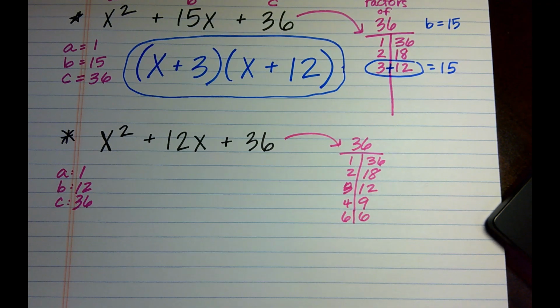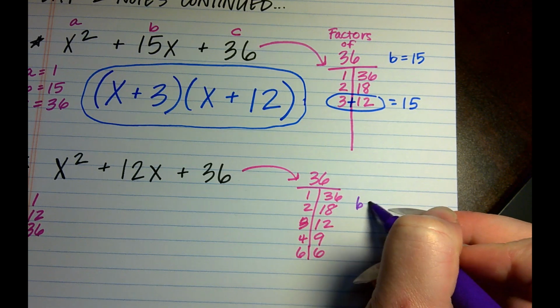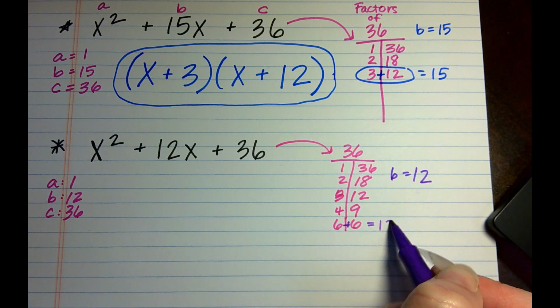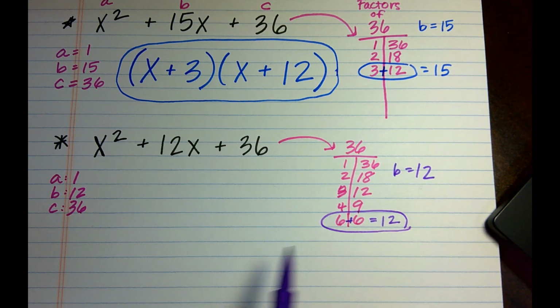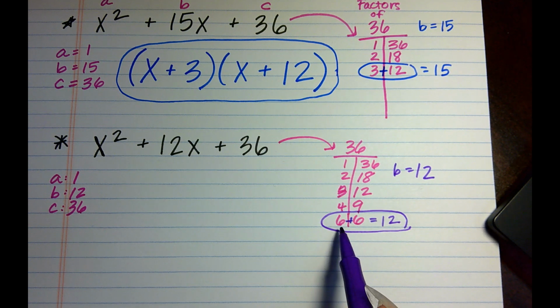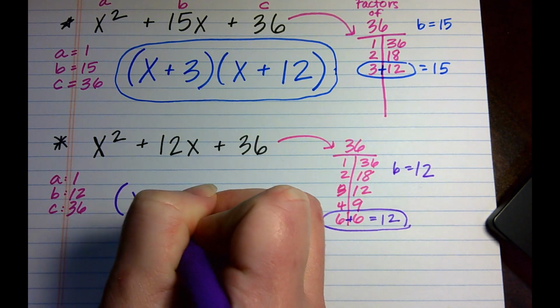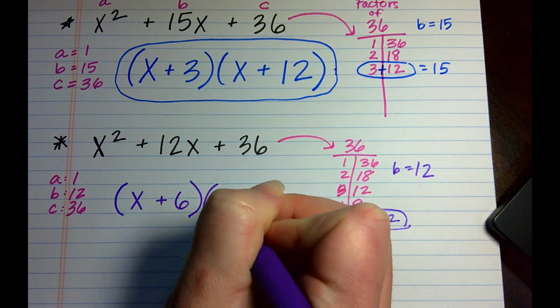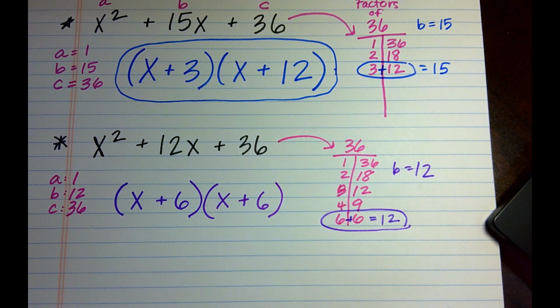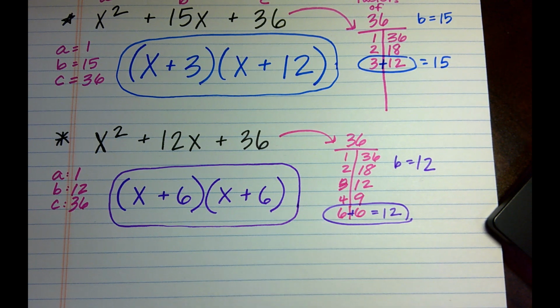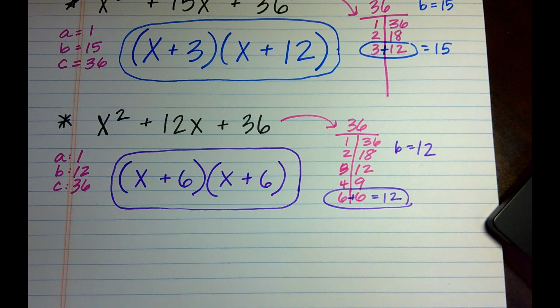Which pair are we going to use? 6 and 6. Why? 6 plus 6 is 12. Yes. Our B is 12. So what we can do is use positive 6 and positive 6 as our fill in the blank. What's our answer? X plus 6, X plus 6. That's it. Very nice. Very, very nice. Okay. All right.